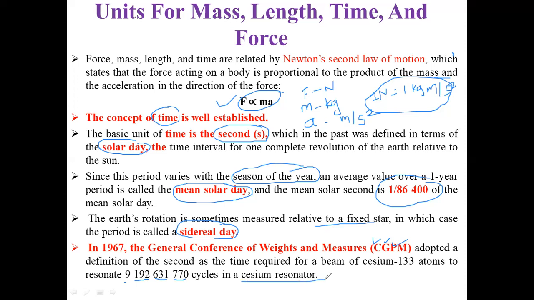In the CGPM conference in 1967, the definition adopted for the second is the time required for a beam of cesium-133 atoms to resonate 9192631770 cycles in a cesium resonator. So this was the definition adopted by the CGPM for a second. So friend, it is clear. I think up to this, it is clear to all of you.